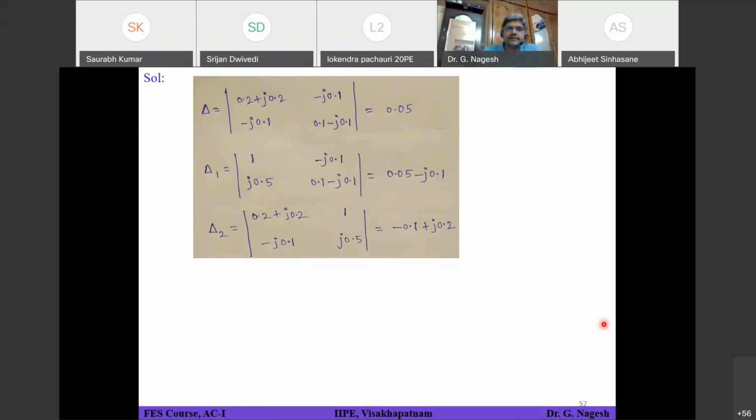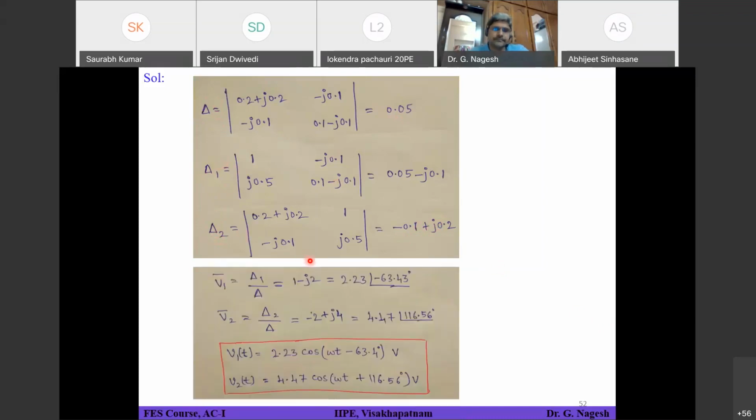So you can find out delta. Any method you can adopt straight away. You can substitute your V1 and V2 in the expression. If you do that, you are going to get delta as this one, delta 1 as this, and delta 2 as minus 0.1 plus j 0.2. If you want V1, you should do delta 1 divided by delta, and if you want V2, you should do delta 2 divided by delta.